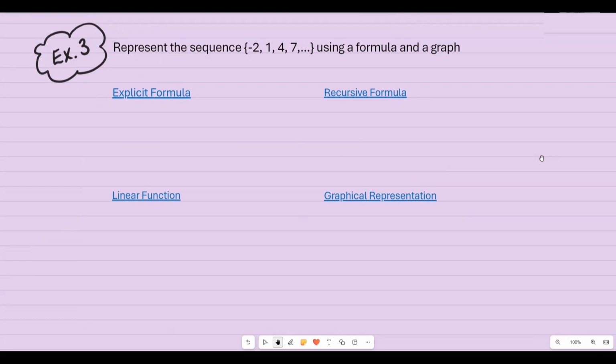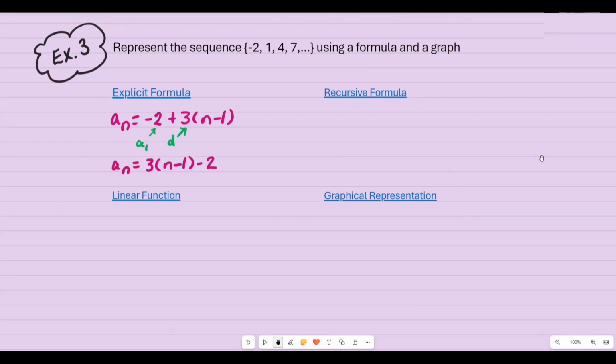So for the explicit formula, we know that a sub 1 is equal to -2, and in order to get to the next number in the sequence, we will add 3 each time. So remember, the plus 3 represents d in the formulas. So for your explicit formula, it's going to be a sub n equals -2 plus 3 times the quantity of n minus 1. Or if you write it in a different order, where the d is first, it will be a sub n is equal to 3 times the quantity of n minus 1 minus 2.